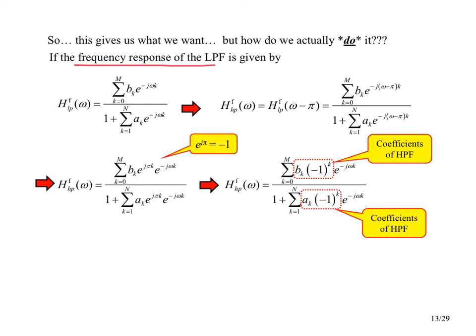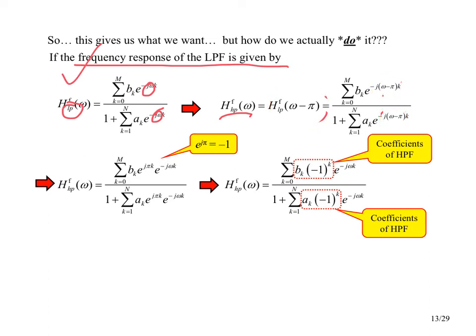So the frequency response of the low-pass filter is given by this. And so I'm using the sub LP here to indicate that. And here's my high-pass filter. Just by notation, I've got H sub HP, and I'm going to set that equal to my original H sub LP with omega replaced by omega minus pi. So everywhere there's an omega here, I'm just going to replace it by omega minus pi. So that's all I've done there. Okay, so good. We've got that.